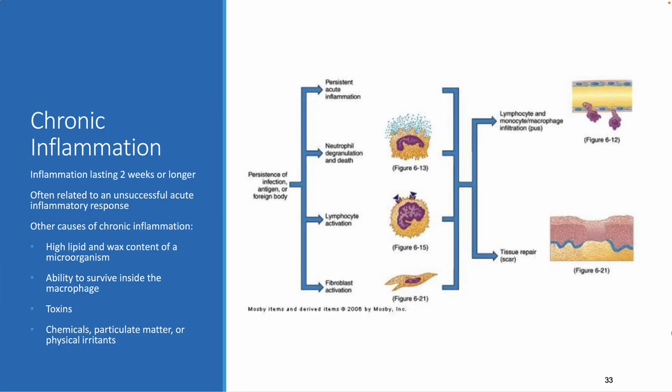Chronic inflammation, on the other hand, is where this inflammatory response lasts for 2 weeks or longer, and it's usually due to an unsuccessful acute inflammatory response. So I have an example for you. I had a hordeolum, or a sty, in my eye. And it was supposed to go away after a week. I guess it didn't read the textbook and know that it was supposed to disappear right away. And so it was sticking around.